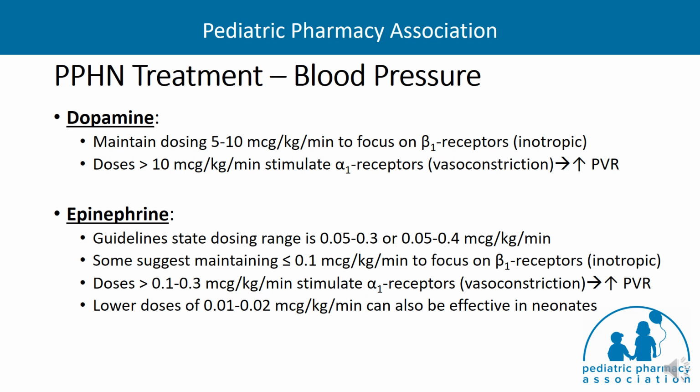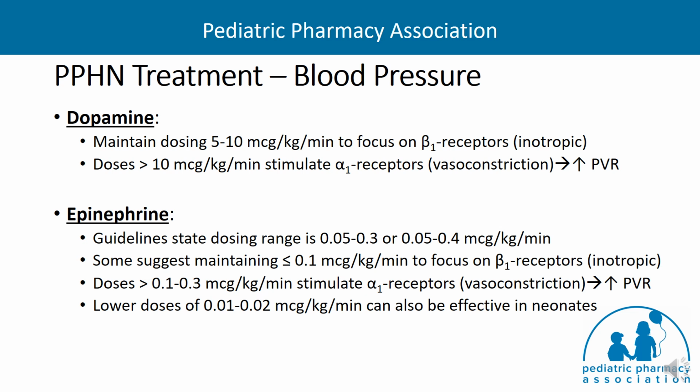Doses in the higher range, as you get closer to 20, actually increase your systemic vascular resistance through stimulation of alpha-1 receptors. However, importantly, this vasoconstrictive effect is not localized just to the systemic vasculature, and you should remember that this could also worsen pulmonary hypertension by also increasing pulmonary vascular resistance.